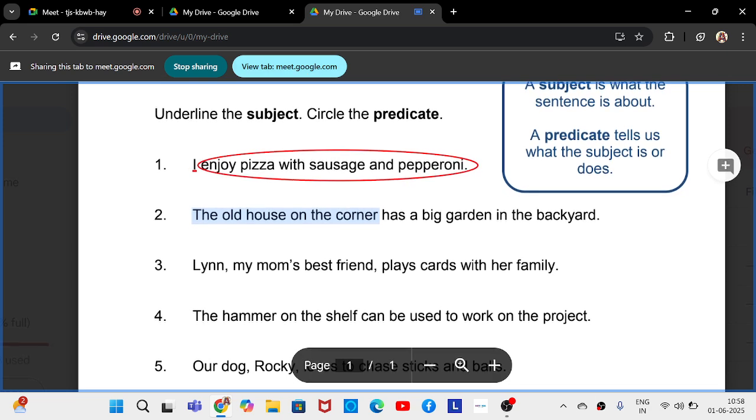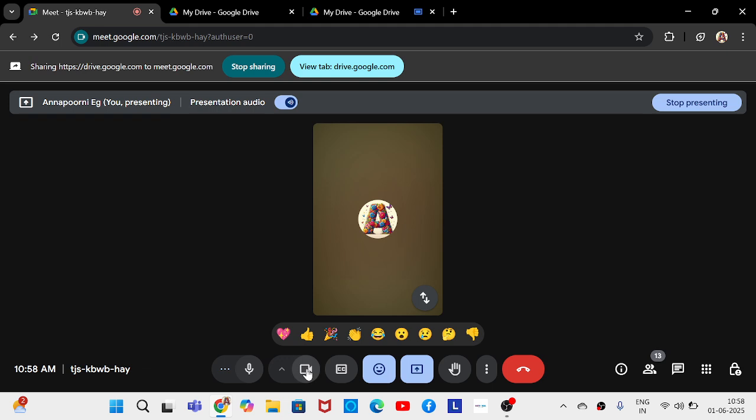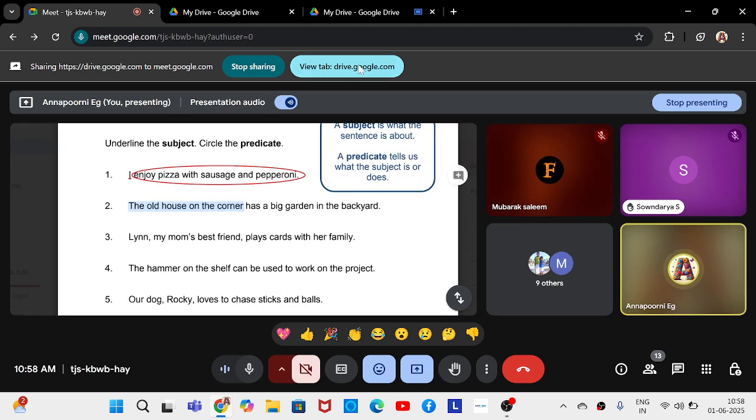Please find the subject first and then the predicate. Lynn, my mom's best friend, ma'am. Is it a subject or predicate? Subject, ma'am. Very good. Lynn, my mom's best friend plays cards with her family. So what is the predicate here? Plays cards with her family. You have to say it fully: plays cards with her family is the predicate.